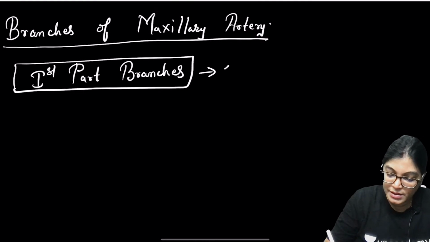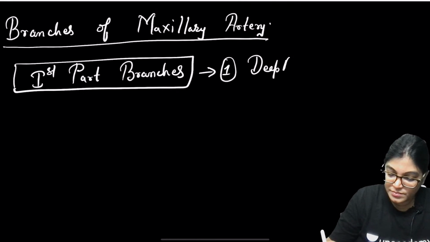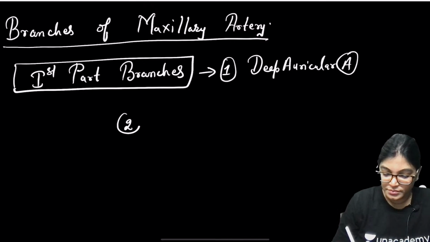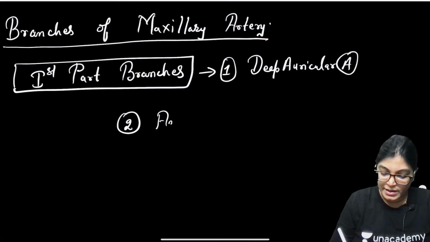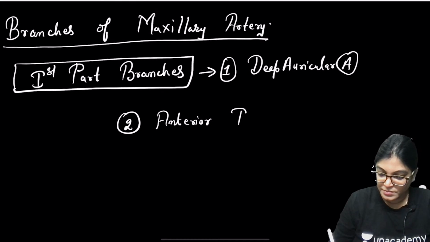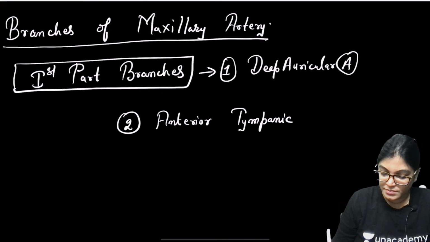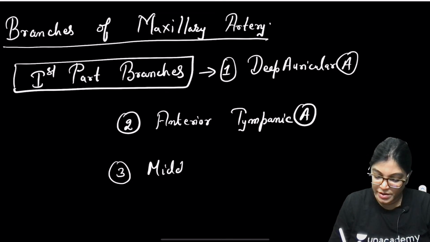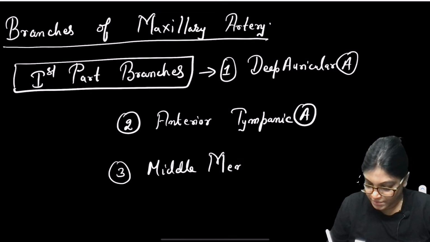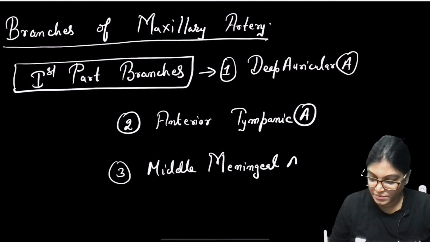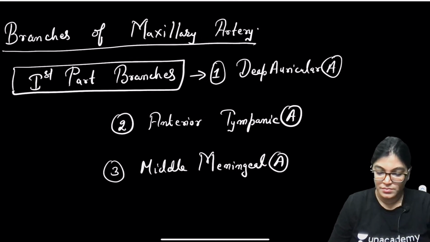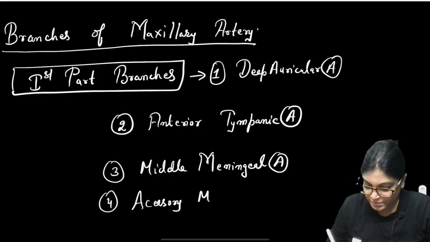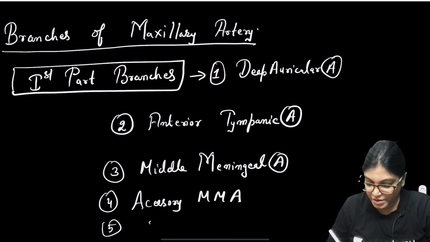The important branches are deep auricular artery, anterior tympanic artery, middle meningeal artery, accessory middle meningeal artery, and inferior alveolar artery.